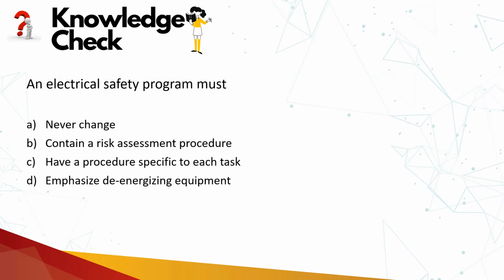Yeah, B is the right option, and C and D are also right. But if only one option we have to select, then it should contain a risk assessment procedure, have a specific procedure for the task, emphasize on de-energizing. These all three are basically part of the electrical safety program. But if you have to select one option in the exam, then you will go with option number B. Otherwise, if more than one option is there, all are part of your electrical safety program.